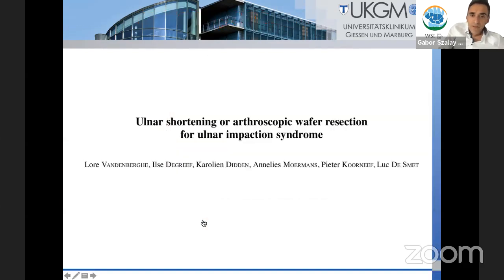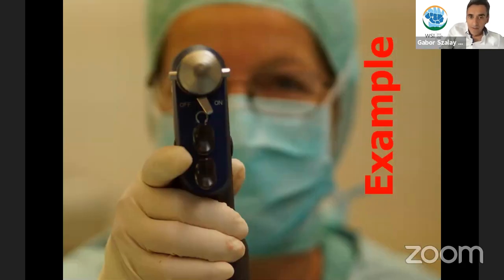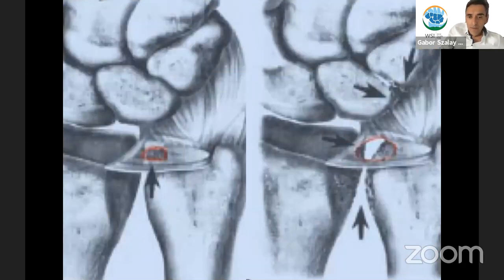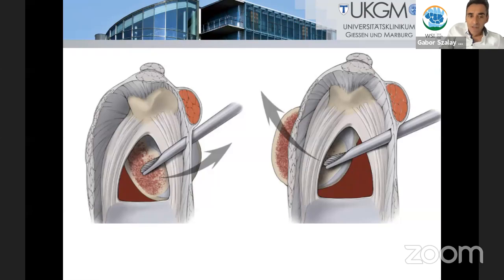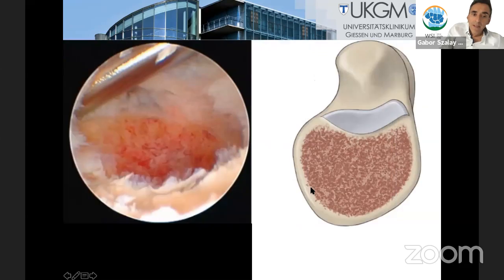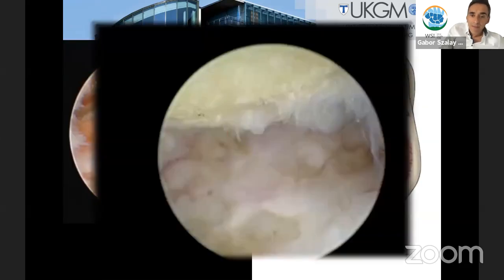The next question is ulnar shortening or wafer resection. Just to show how it is working, here once again, a big defect of the TFCC, the ulnar head with a cartilage defect. It is very important that you take everything out. So don't leave bone on both sides. So it's very important not to take out just the interior of the ulnar head. You have to take everything away. And then that is looking like this.